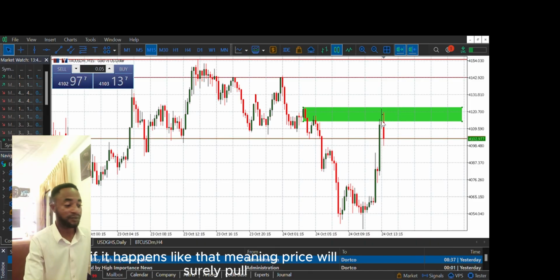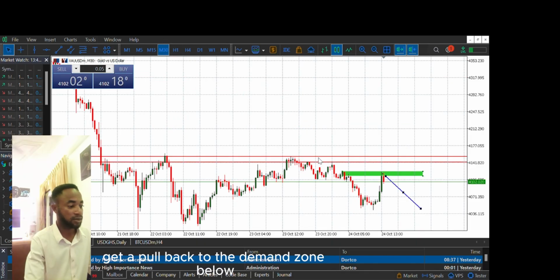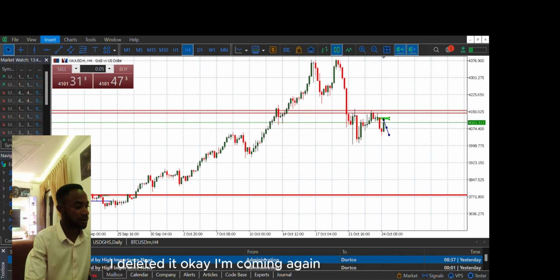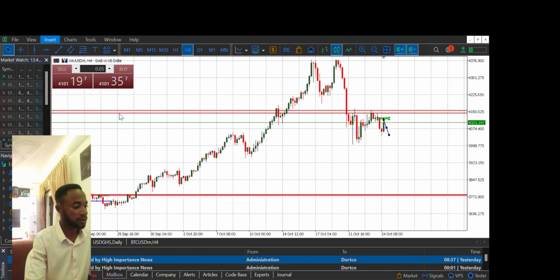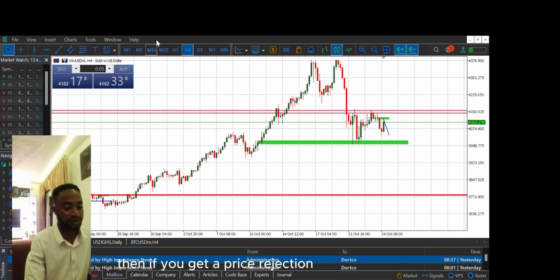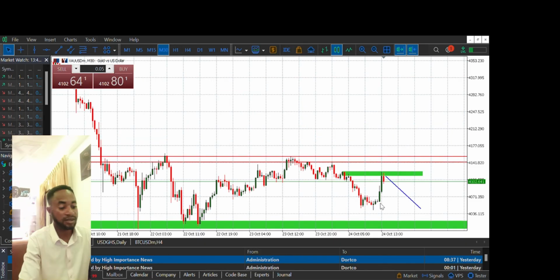If it happens like that, meaning price will surely get a pullback to the demand zone below. I deleted it. Okay, I'm coming again. Shape tool again. Yes, exactly like this. Good. So if that is the case, then if you get a price rejection, it's likely price will get a pullback to the demand zone like this.